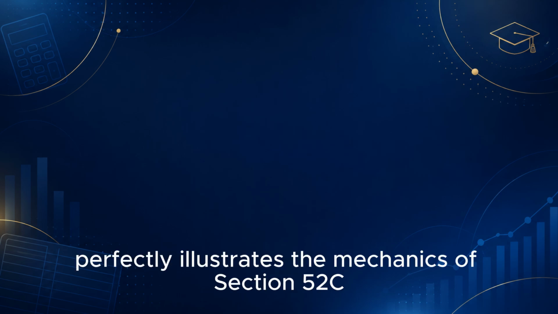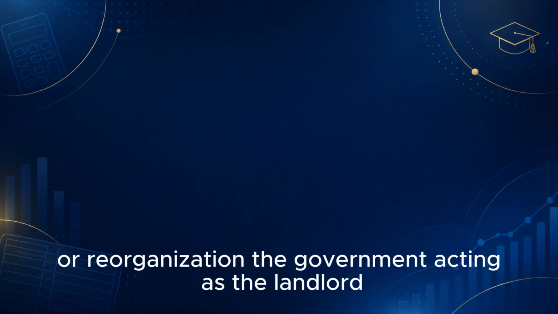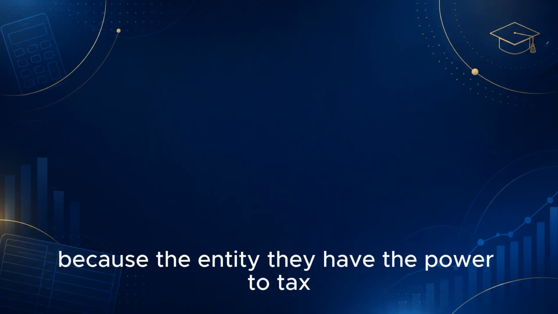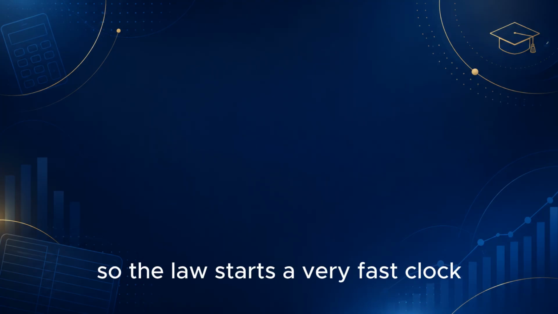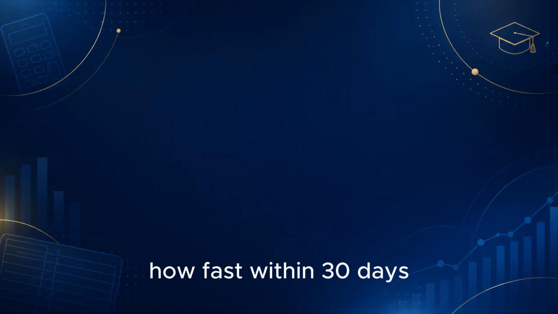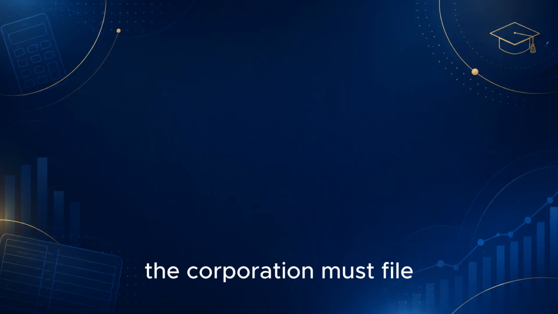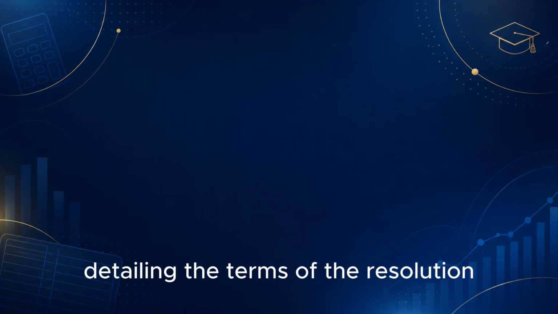That analogy perfectly illustrates the mechanics of Section 52C. Right. When a corporation contemplates dissolution or reorganization, the government, acting as the landlord, needs immediate notice because the entity they have the power to tax is about to cease existing. So the law starts a very fast clock. How fast? Within 30 days after adopting a resolution or plan for dissolution, the corporation must file a correct return with the commissioner, detailing the terms of the resolution.